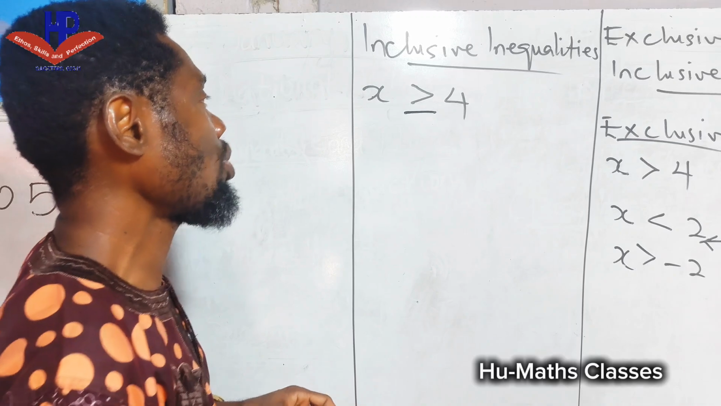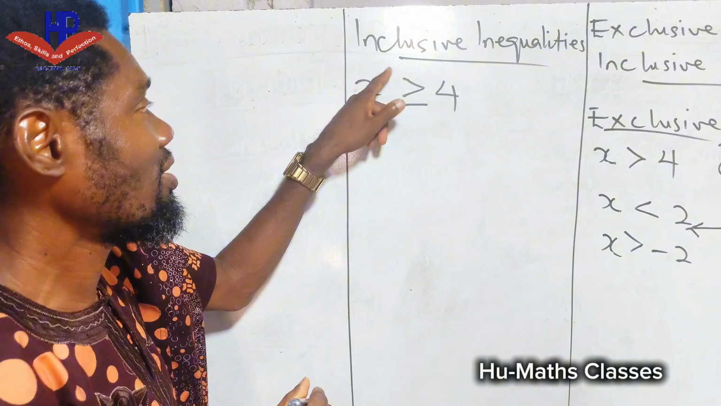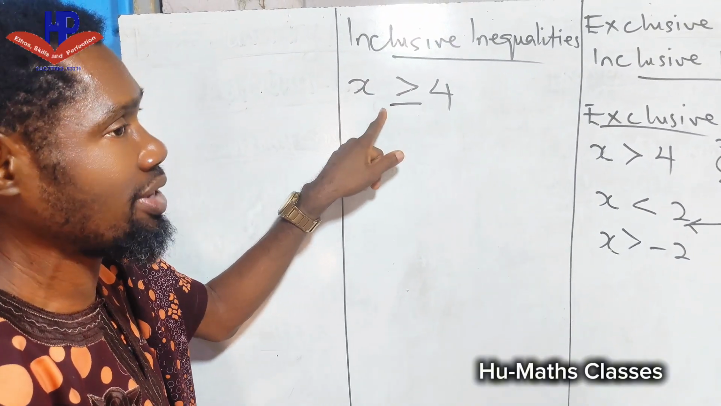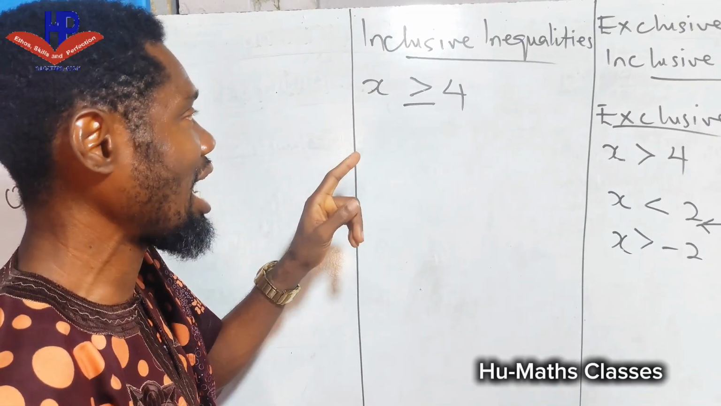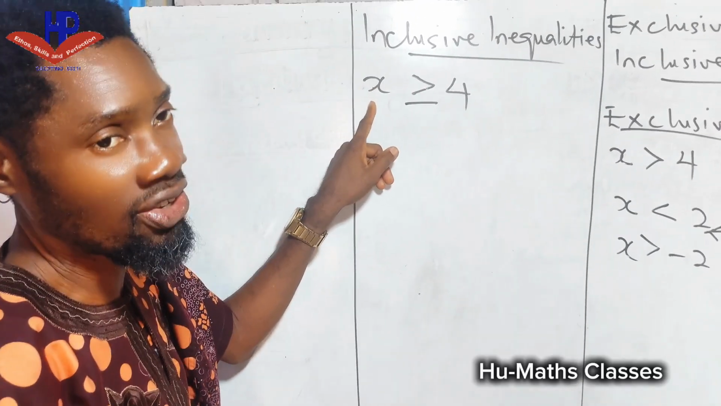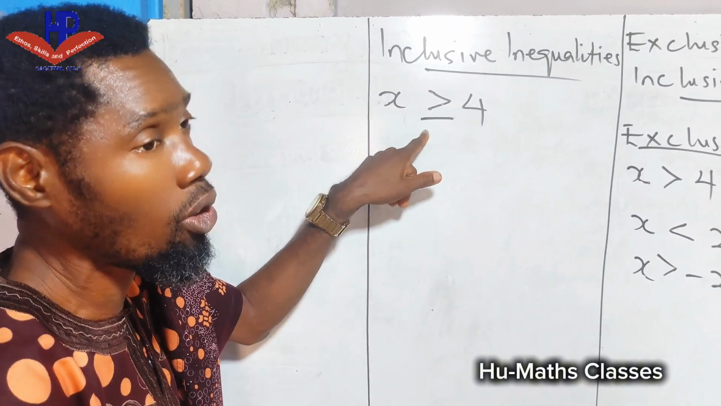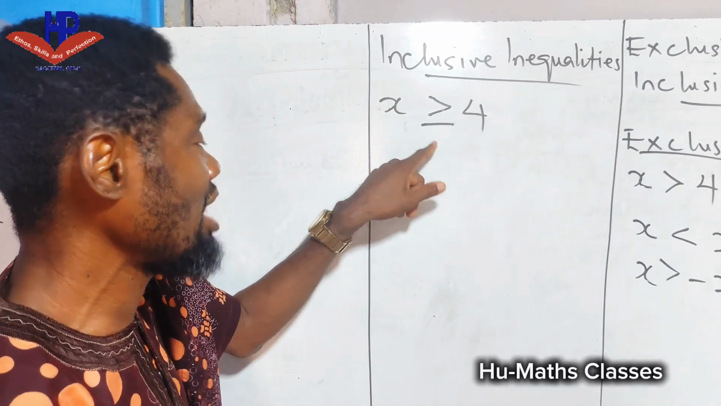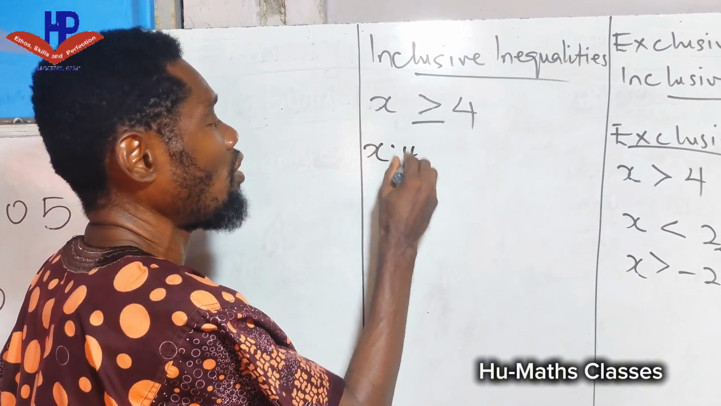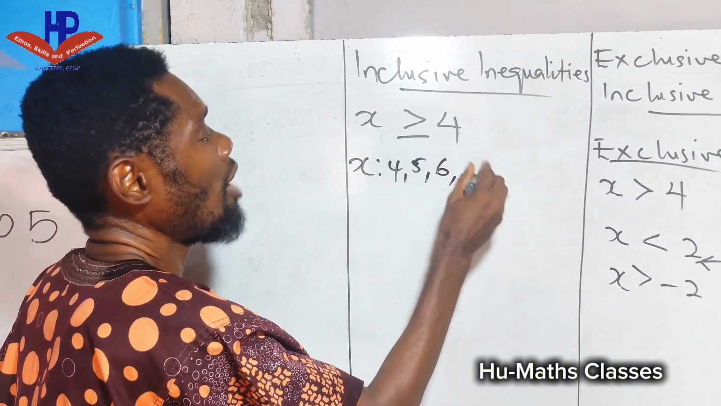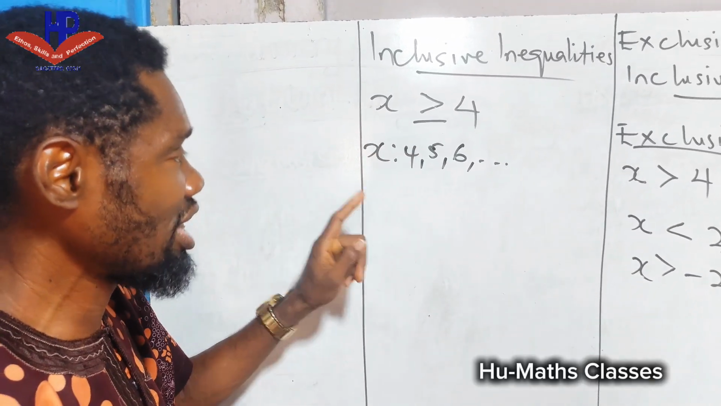Now, for inclusive inequality, you see it having an equal to sign attached to it. So it will be in this form: x is greater or equal to 4. This is the equality sign that is beneath here. That is inclusive inequality. It shows that 4 is a member of the set of x. So x is greater than 4 and also equal to 4, so x will start from 4. This type of inequality is referred to as inclusive inequality. The numbers of x will be 4, 5, 6 upward to any place you're asked to stop.